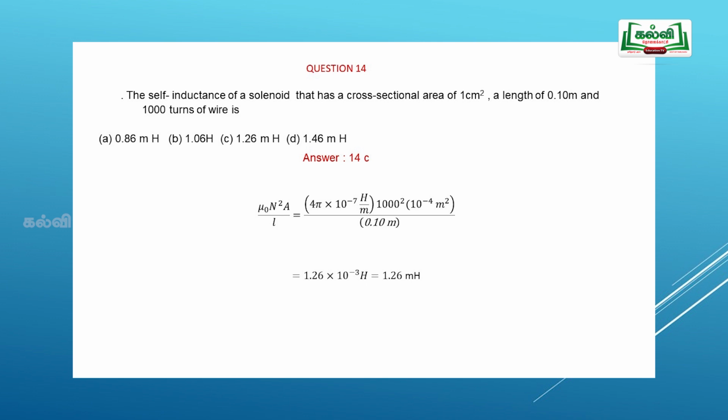What does capital N stand for? It stands for the total number of turns. Well, how many turns are there? 1000. Just substitute. Mu naught, of course you know the value, permeability of free space, 4 pi into 10 power minus 7, into 1000 square, into area converted to meter square. Centimeter square is written as 10 power minus 4, divided by L. What is L here? L is given as 0.1. So mere substitution, again a very easy problem.